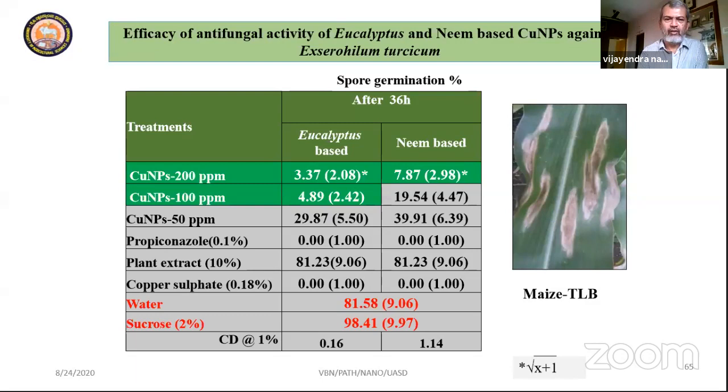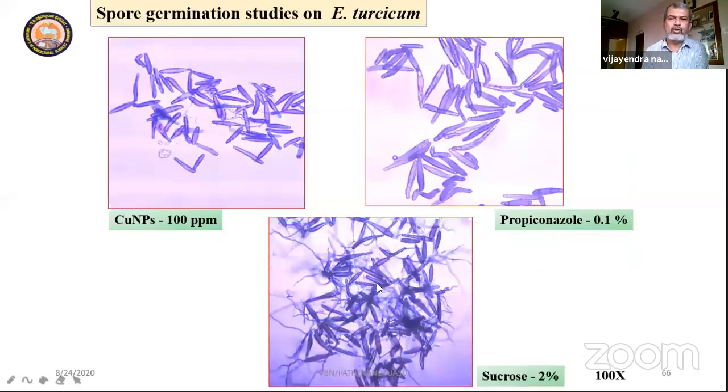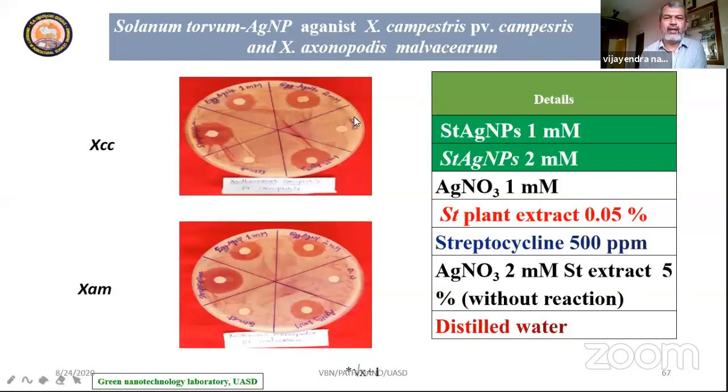See now the germination in relation to sucrose, the test fungicide, and the nanoparticles. Similarly, we tried Solanum torvum, that is wild brinjal, in relation to bacteria. See only these two examples where we have used distilled water and plant extract, nothing else. In all the rest, we find inhibition shown. So AgNO3 alone also shows inhibition of the organism. Definitely, the nanoparticles' effect is there, and also this.